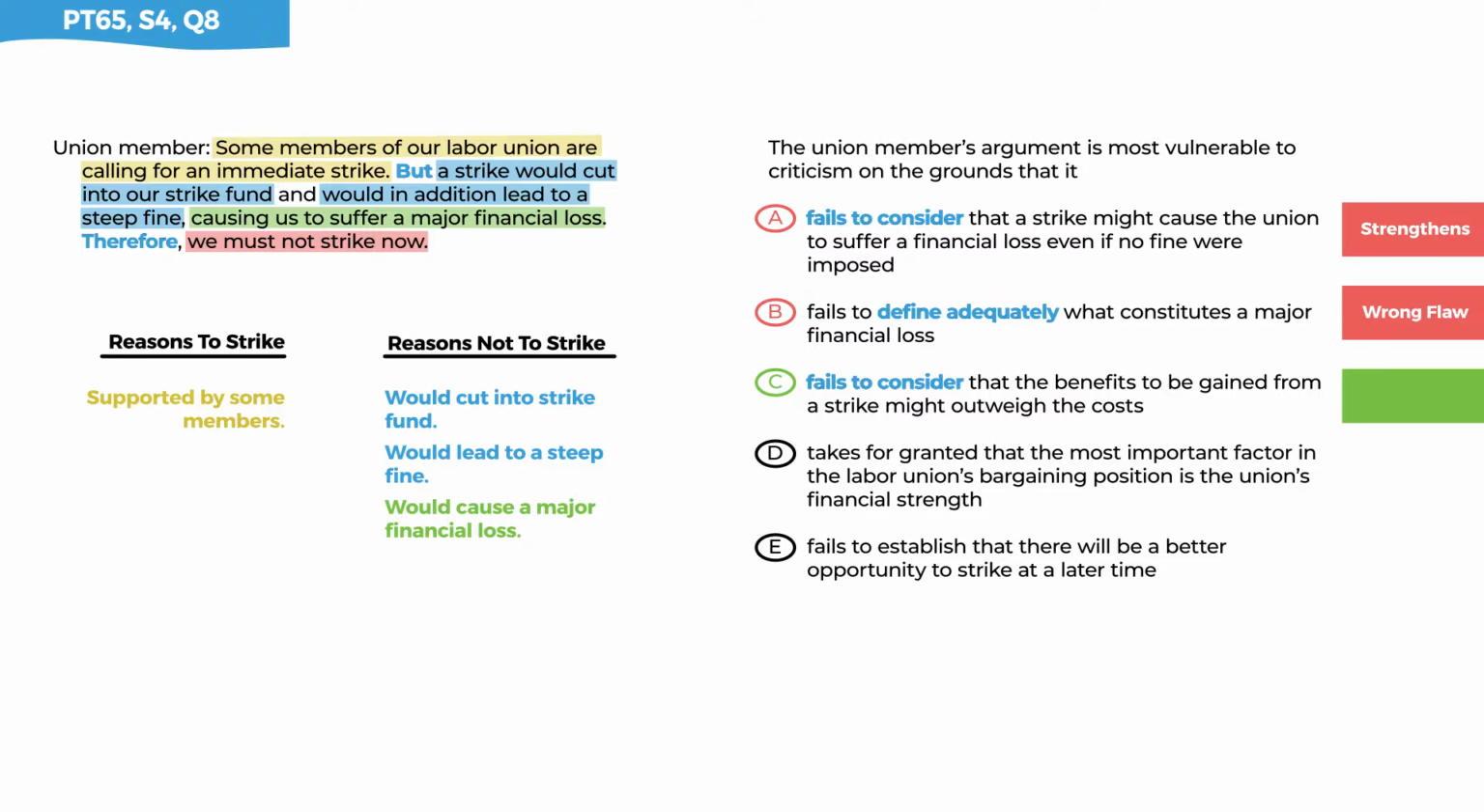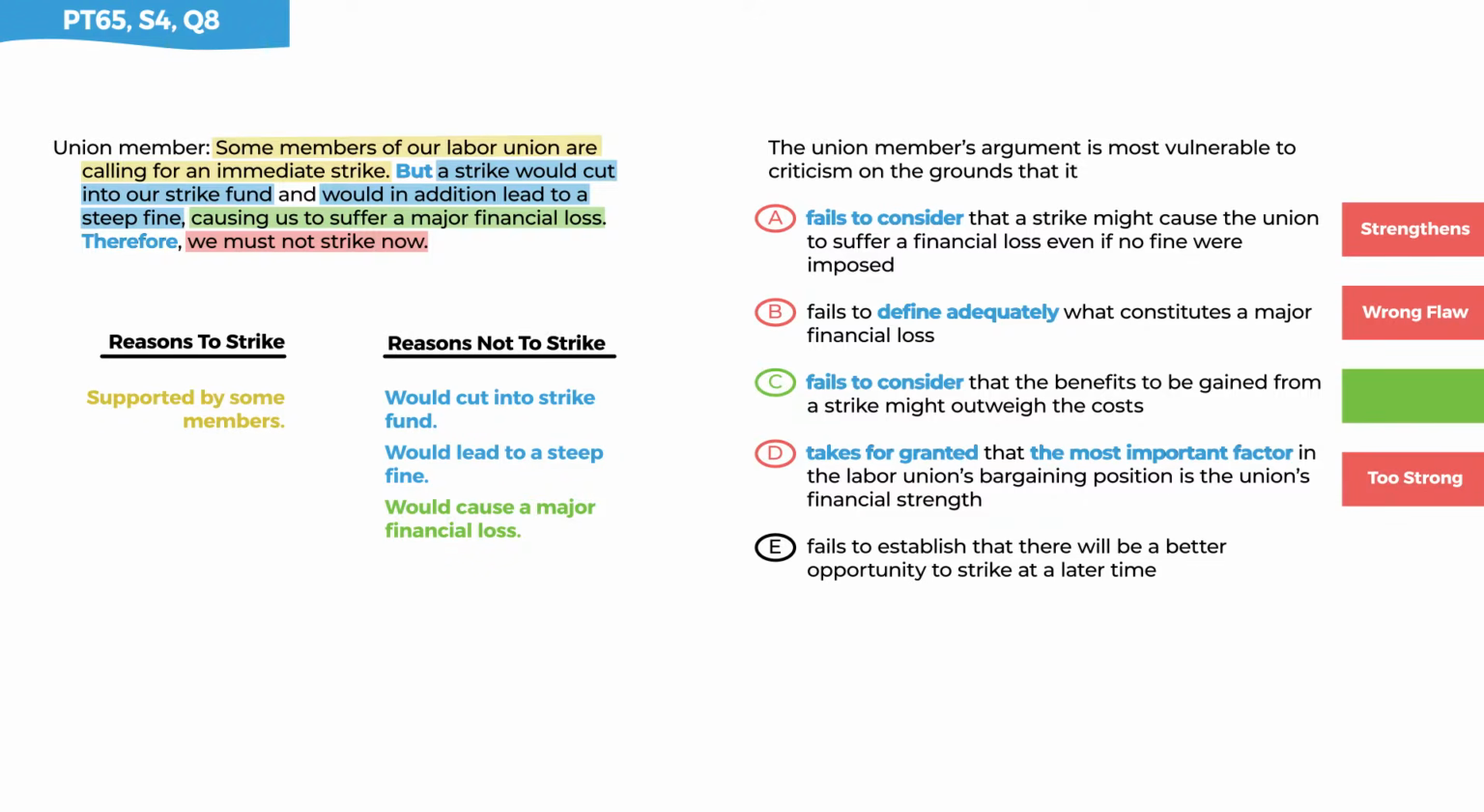Answer choice D says it takes for granted that the most important factor in the labor union's bargaining position is the union's financial strength. Well, taking something for granted, right? That means that it's assuming something to be true. And it's usually referring to a necessary assumption. So is it necessary to the argument that the most important factor in the labor union's bargaining position is the union's financial strength? It doesn't need that. It doesn't need to assume that to be true. And so D is presenting something much stronger than what we need to assume in order for the argument to have a chance.